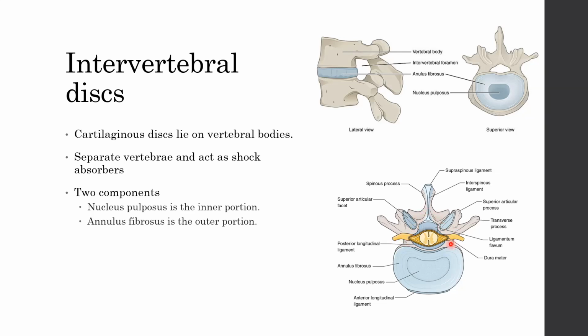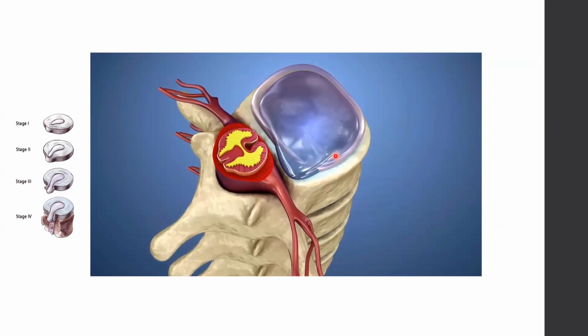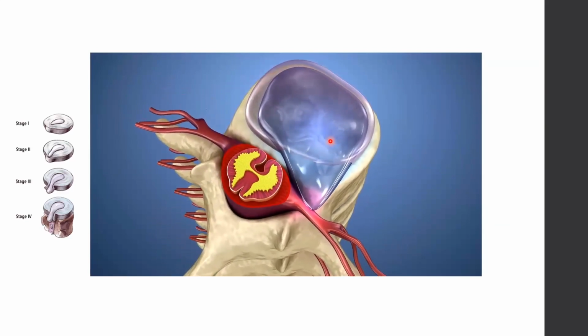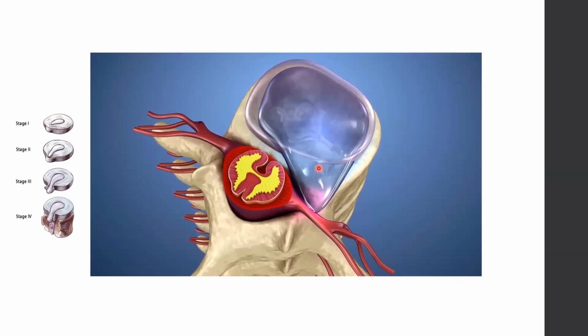So a very common injury or mechanism within the intervertebral discs is when the nucleus pulposus may begin to protrude out and begin to put pressure on the spinal nerves. And this usually occurs through either excessive loading or excessive extension of the spine.